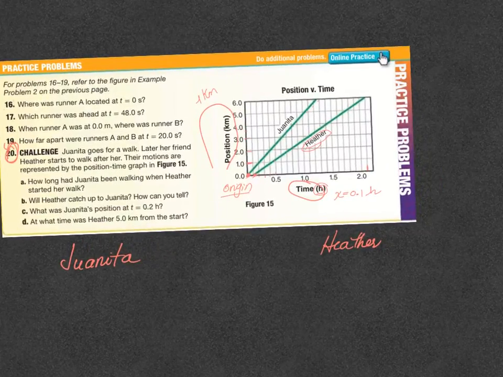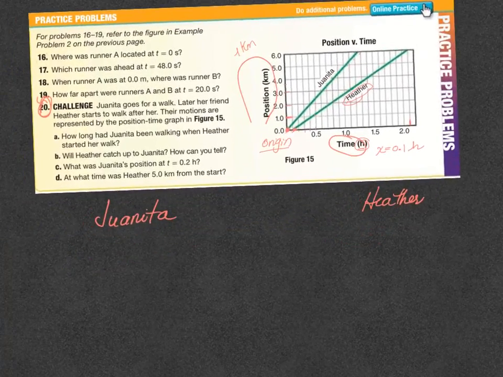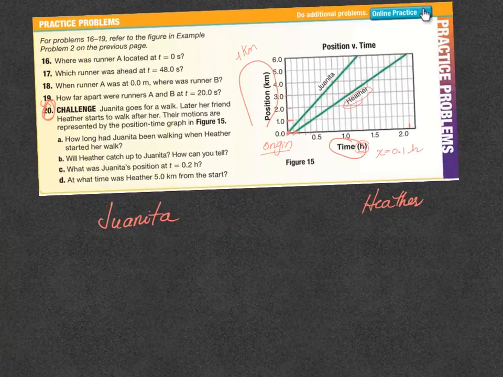That's the only thing that I can say right now about them when I'm looking at the position versus time graph. Now I'm going to start answering the questions that I have over here. Juanita goes for a walk. Later, her friend Heather, see, they are giving you a hint. That's why the lines are separated.